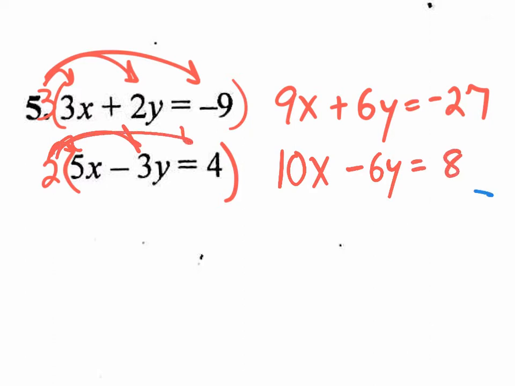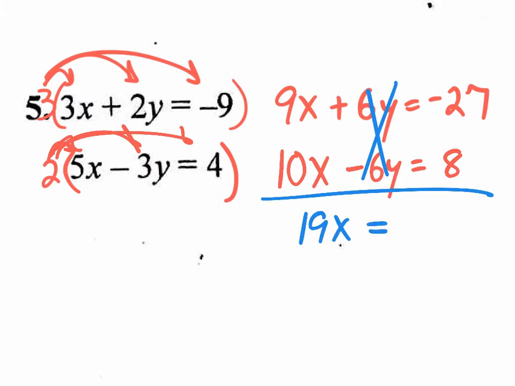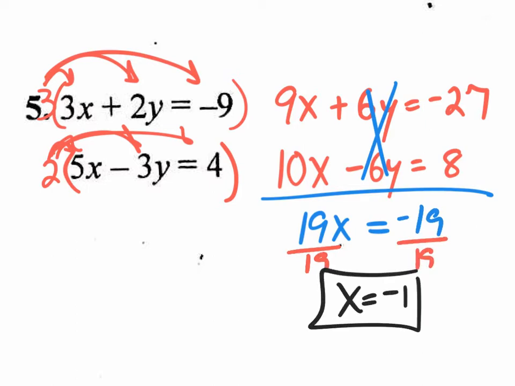And now we are ready to combine the lines and eliminate, once again, the y's. So what do we have left? We have 19x equals negative 19. Final step, divide by 19, and your answer is x equals negative 1. That's one answer. You need the other answer.